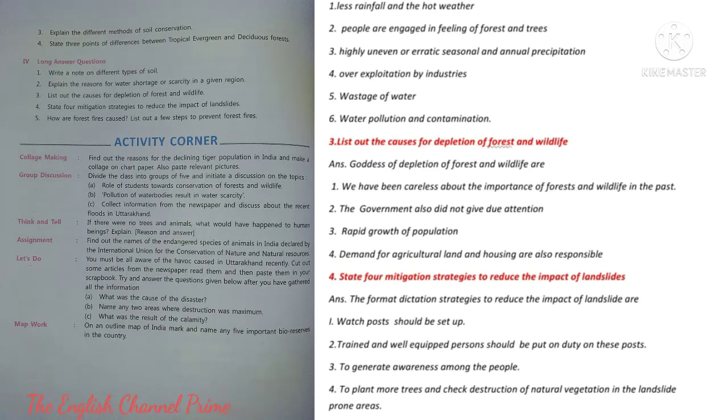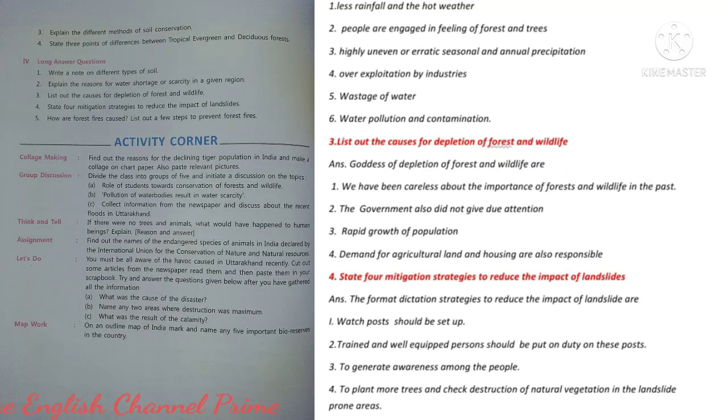Done, children? Third question. List out the causes for depletion of forest and wildlife. Answer. Causes for depletion of forest and wildlife are, first point, we have been very careless about the importance of forest and wildlife in the past. Second, the government also did not give due attention. Third, the rapid growth of population, demand for agriculture, land and housing are also responsible for the depletion of the forest and wildlife.